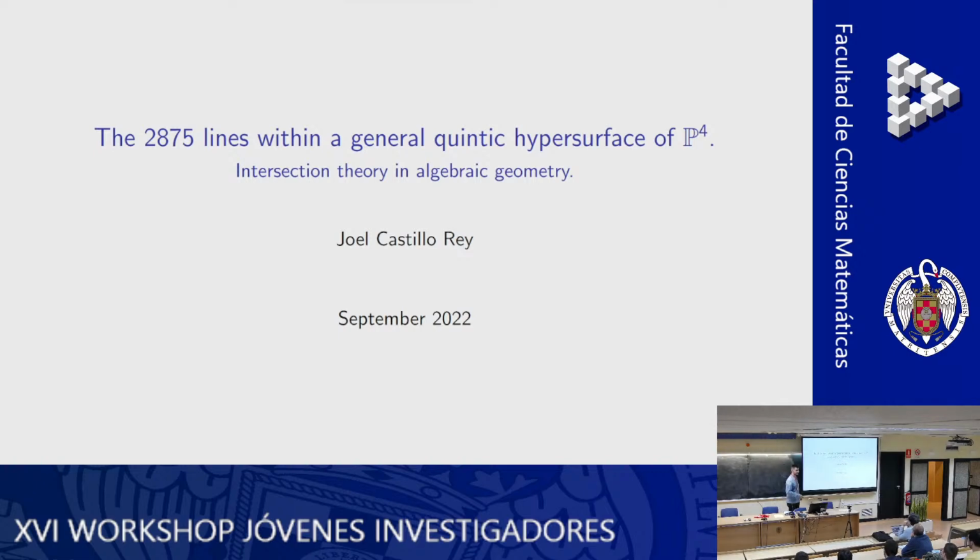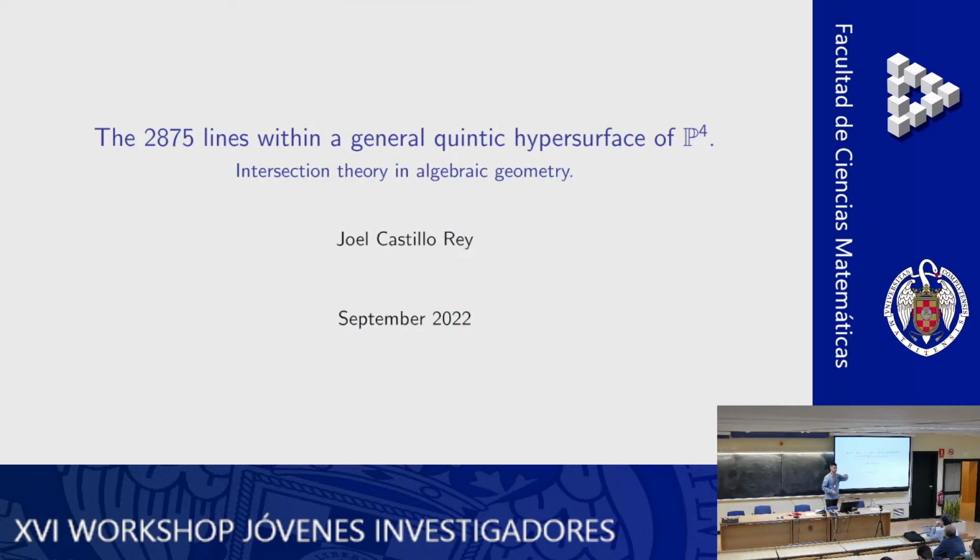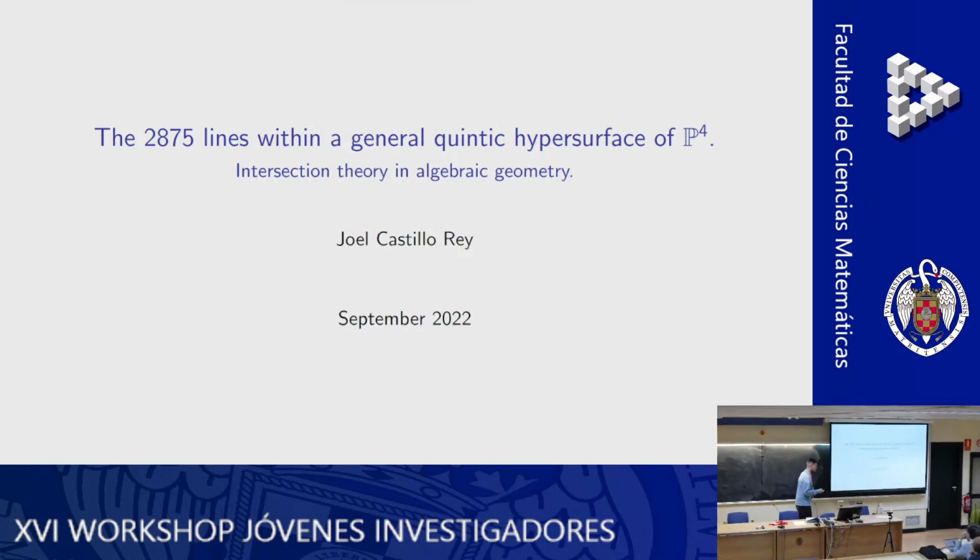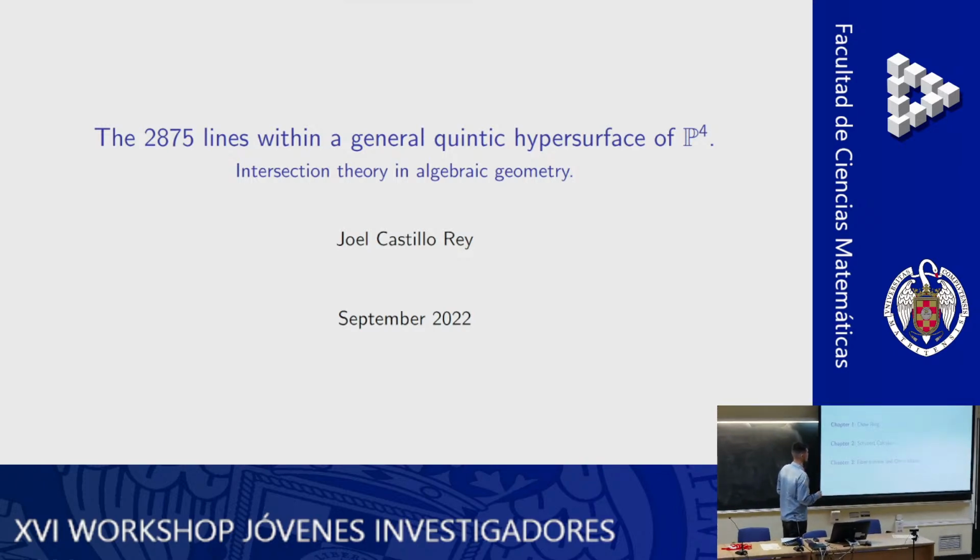So, okay, I'm going to start the talk. So, yeah, I'm going to talk about the 2,875 lines within a general quintic hypersurface of P4. This is a really beautiful problem of intersection theory, which just serves as a really beautiful insight into some tools of intersection theory, such as the Chow ring and things like that. So, we are going to go through some of them to solve some problems.